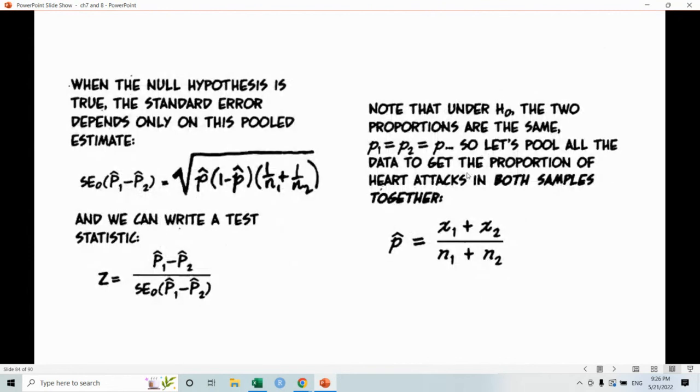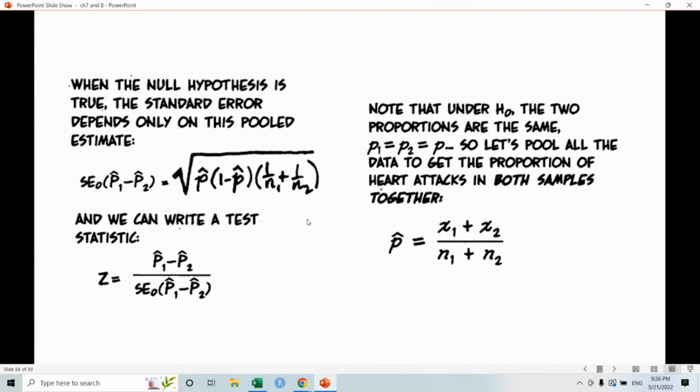So when the null hypothesis is true, the standard error depends only on this pooled estimate. So this is a pooled test. And we can write that test statistic here: the difference in the proportions divided by the standard error of the proportions. And to get the standard error, we have the square root of p hat times 1 minus p hat, and then our sample normalization.